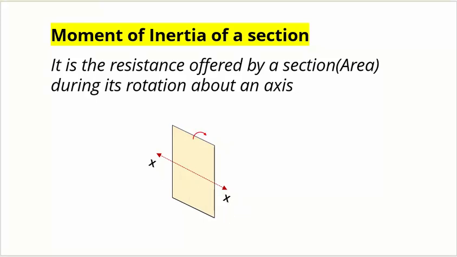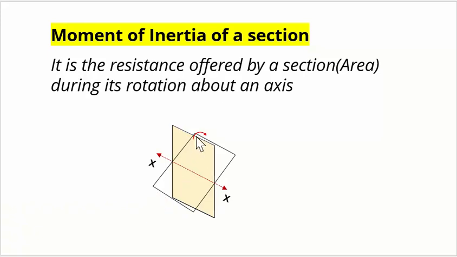So if you see here, this plane is going to rotate due to application of moment of force. We can say it is going to rotate like this, friends. You can easily identify the plane is rotating about this particular axis of rotation. In this case, what are the factors on which the resistance offered by this plane during its rotation depends?